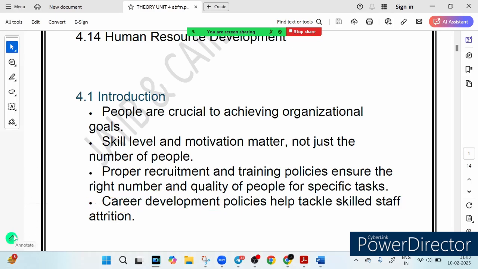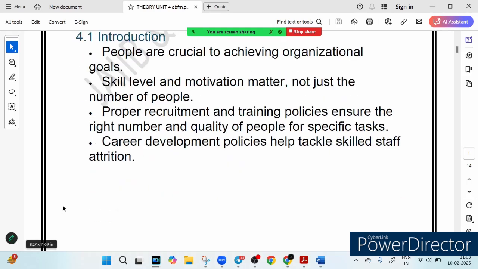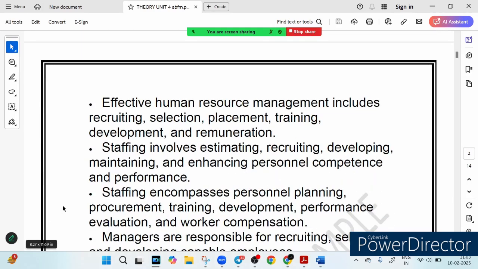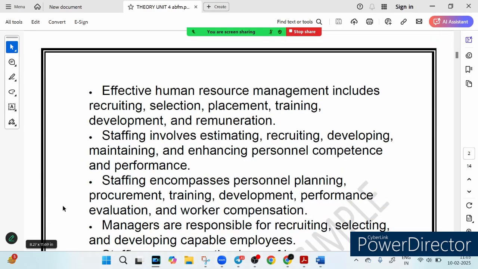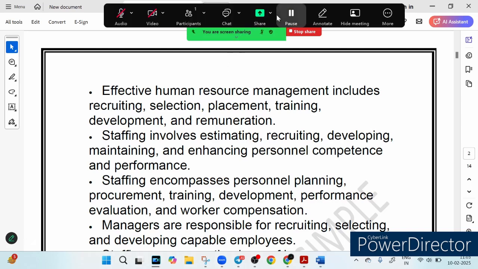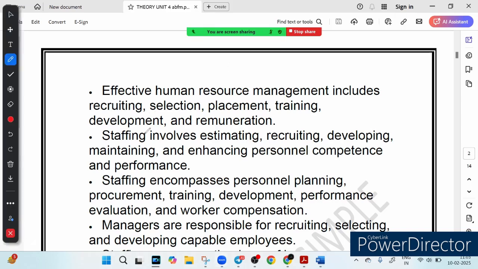Now the next question is, what is staffing? Think of staffing as the entire process of planning how many people you need, estimating how many people you need, recruiting the right talent, placing them in the right role, training and developing them, evaluating their performance, and yes, compensating them fairly.